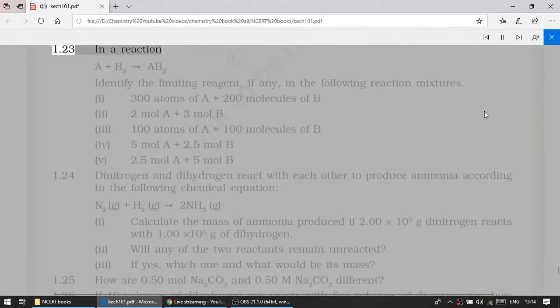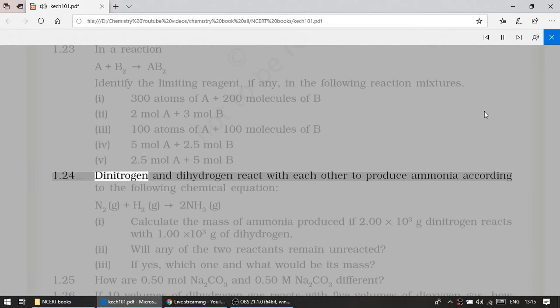1.23 In a reaction A + B2 → AB2, identify the limiting reagent, if any, in the following reaction mixtures. 1. 300 atoms of A plus 200 molecules of B2. 2. 2 mol A plus 3 mol B2. 3. 100 atoms of A plus 100 molecules of B2. 4. 5 mol A plus 2.5 mol B2. 5. 2.5 mol A plus 5 mol B2.